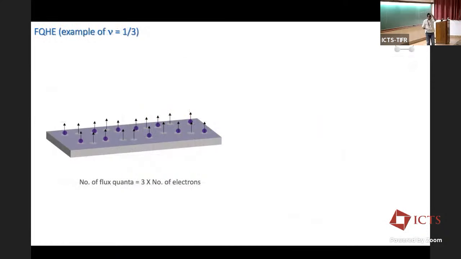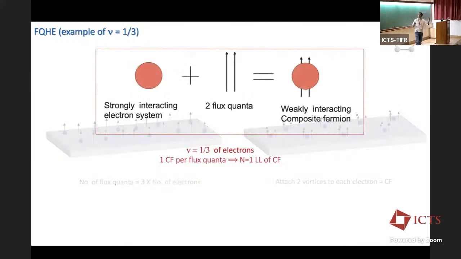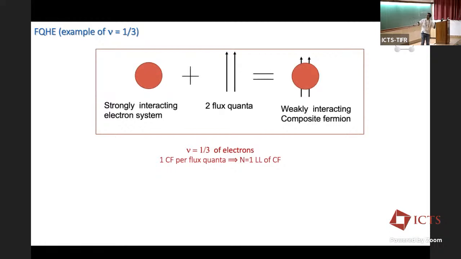So how do I understand the fractional quantum Hall? Let's take the example, probably the most trivial example of nu equal to 1/3. In this state, the number of flux quanta is equal to 3 times the number of electrons. So Laughlin's insight, for which he got the Nobel Prize, was that, well, let's attach 2 vortices to each of these electrons, and we call them flux quanta. So what he essentially did is that he took a strongly interacting electronic system, attached 2 flux quanta to it, made it into a quasi-particle, a weakly interacting set of quasi-particles, which he called a composite fermion.